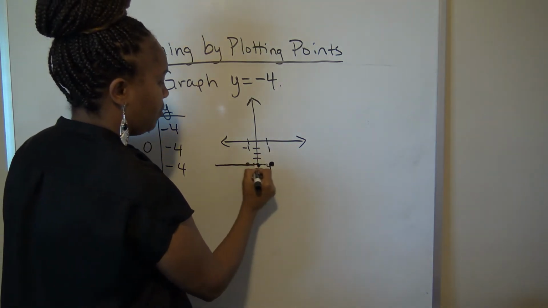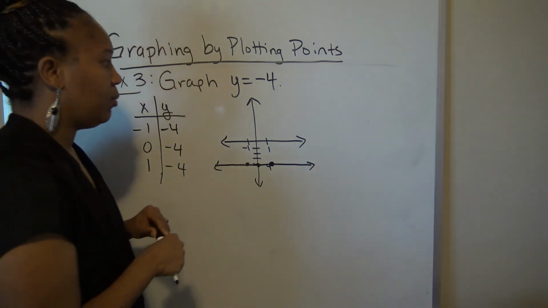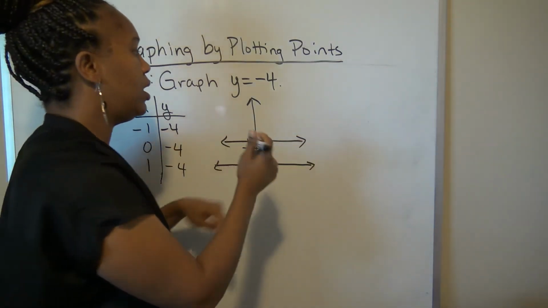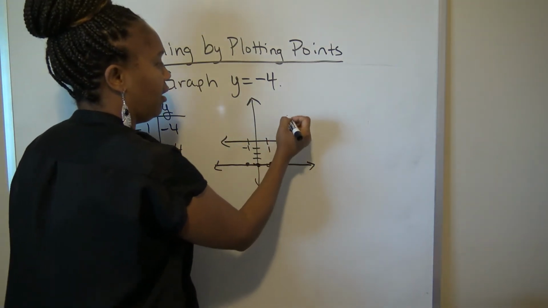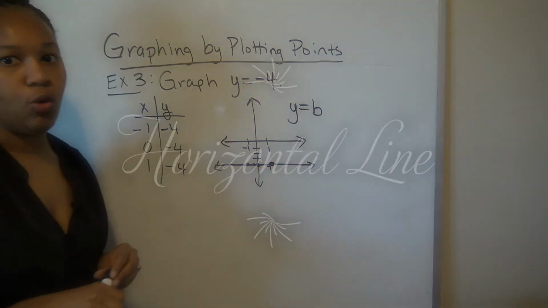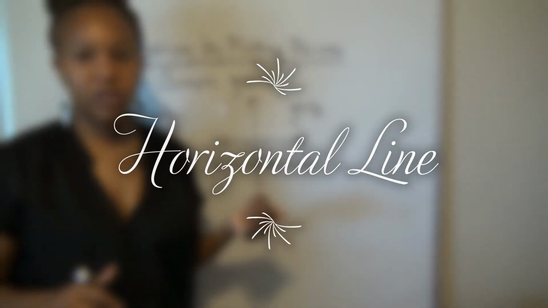And that ends up being a horizontal line. So horizontal lines go like this. Now this lets us know that every equation in the form y equals b represents a horizontal line. So whenever you have y equal to some number, that's going to be the graph of a horizontal line.